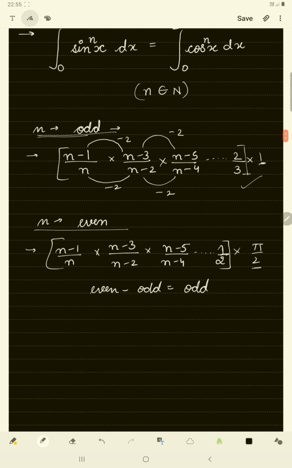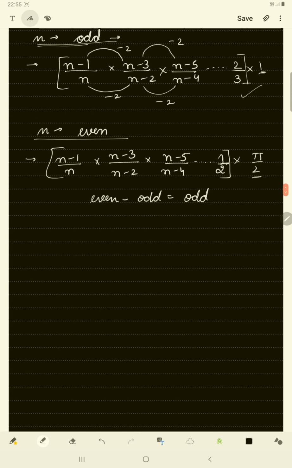Now this seems a bit complicated, but it's actually very easy, and we are gonna do some questions in the next video based on these formulas.